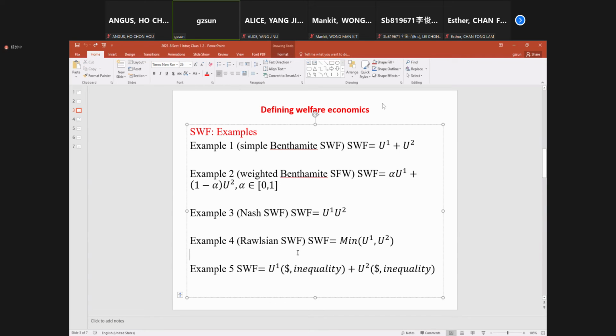Okay, still another one. And so far, just recall what you have learned in the intermediate macroeconomics about the utility function. We usually put the utility function in such a way.